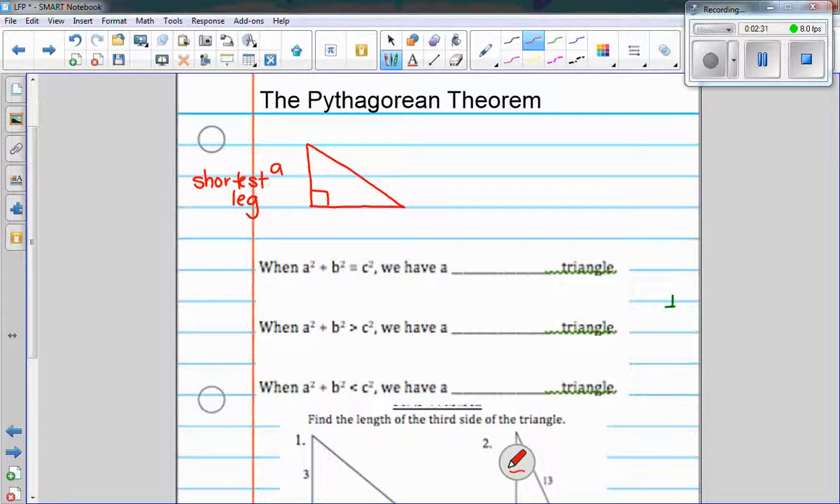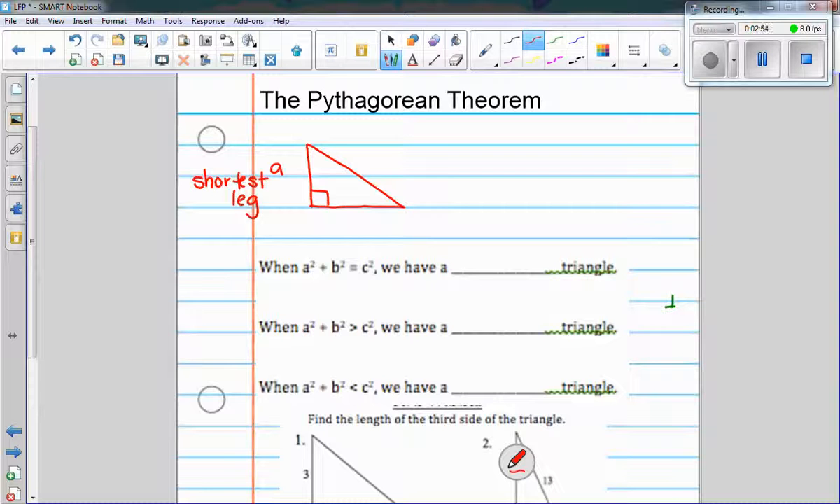Yes, ma'am? Does it have to be the shortest leg? Like, can you have a right triangle on the bottom where side B is really short and side A is really long? So for what we're going to talk about, we're going to call the shortest leg side A. Ultimately, it doesn't matter a lot which leg we talk about, but just so we're all on the same page, we'll call the shortest side A for our formula.